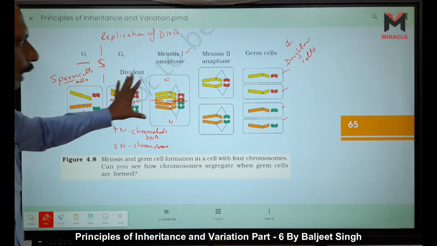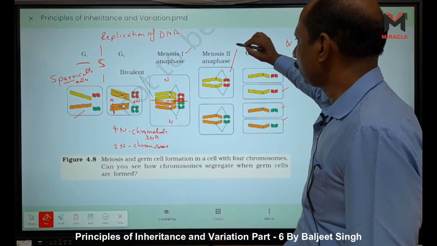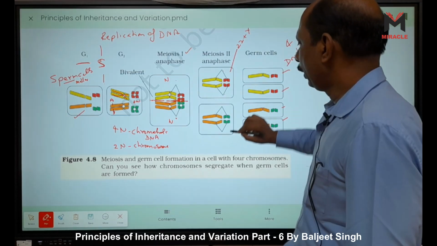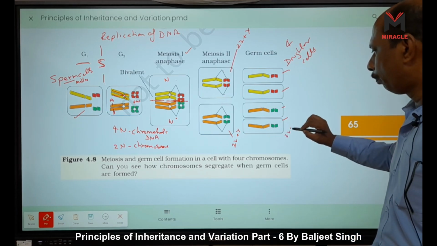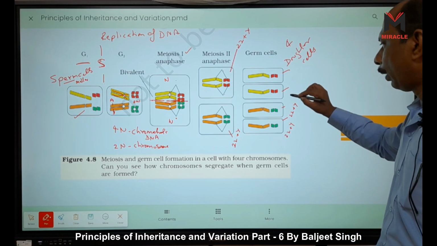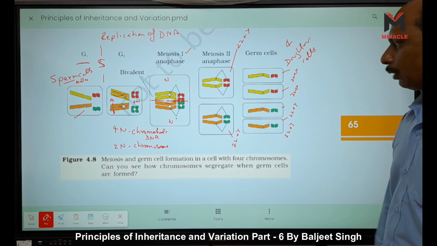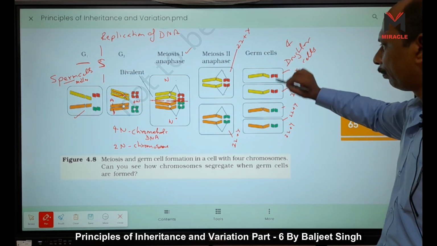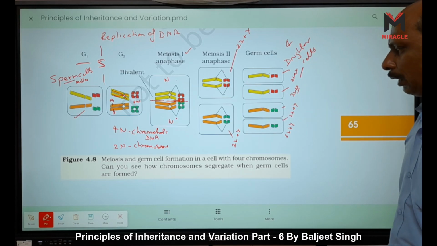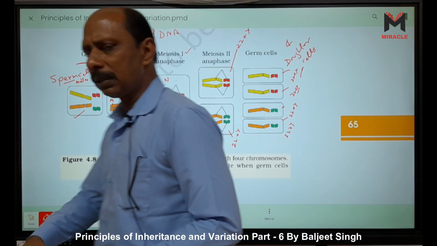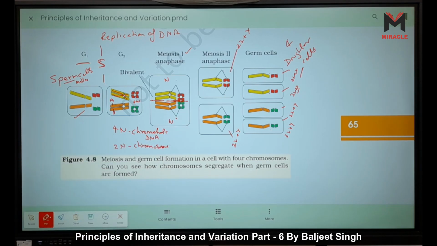Then what happens? Meiosis first. Meiosis first means 2 types of cells are formed. This one contains 22 plus X, this one contains 22 plus Y. Then 22 plus Y, 22 plus Y, 22 plus X, 22 plus X. Two different types, and the two of each type are the same: X, X, and Y, Y. So this figure explains how chromosomal movement occurs in meiosis. Simply. Okay.